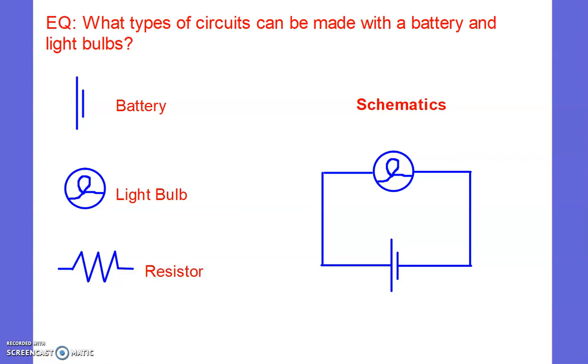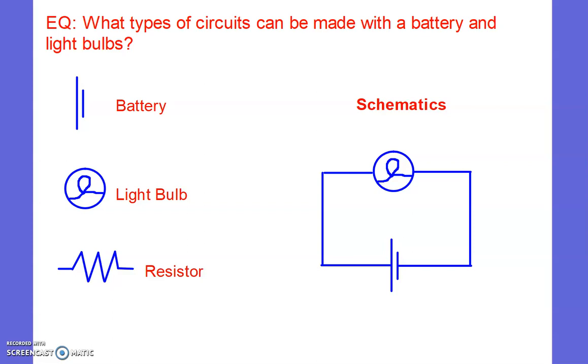In this video, we're looking at what types of circuits can be made with a battery and light bulbs. And when we draw circuits, we don't draw an actual visualization of what it looks like. Instead, we use symbols to make it a little bit easier to draw them. We call these different drawings schematics.